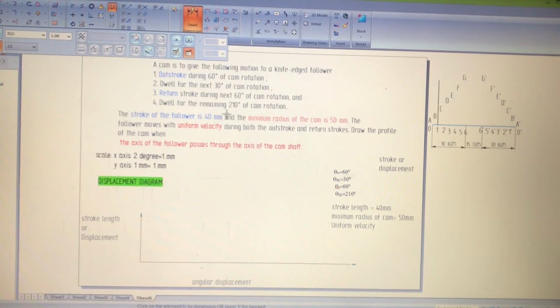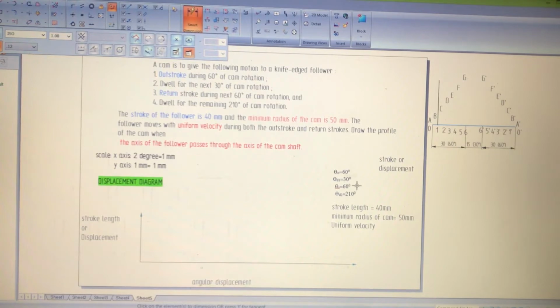We'll see the data. First one is outstroke. That means theta O is equal to 60 degree. For the first 60 degree it is having outstroke. Next it is having dwell, that is theta D1 is equal to 30 degree. That is the resting period of the follower. Next, return stroke for 60 degree, and the remaining period is theta D2, that is equal to 210 degree.